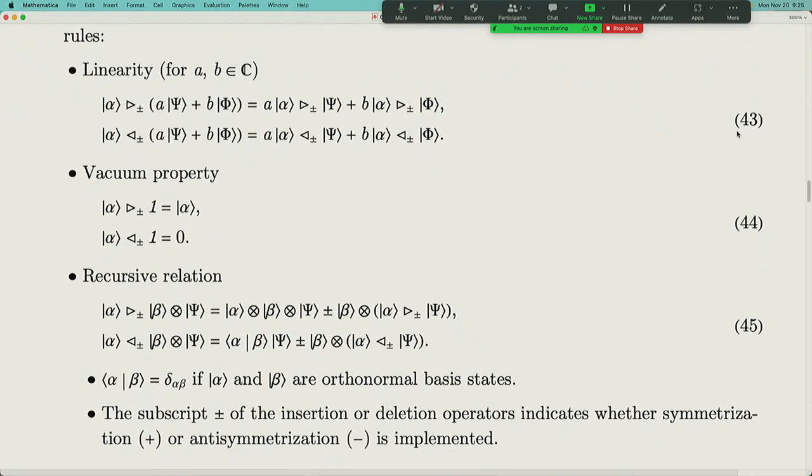The most important one is this recursion relation. That means when we want to insert, we need to start from the first place and then keep moving on. Every time we cross another single particle state, we need to be careful to attach this plus or minus sign, depending on whether we are talking about a bosonic system or a fermionic system. And when we do the deletion, we also need to take this alpha and compare it with each one of these existing betas.